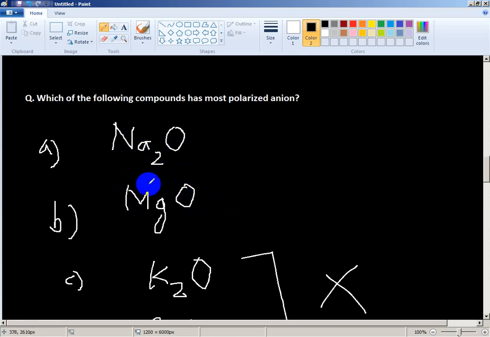Now these are the smaller ones, so we compare charge. Sodium and magnesium: which one has more charge? Magnesium has more charge. So magnesium will polarize more than sodium.